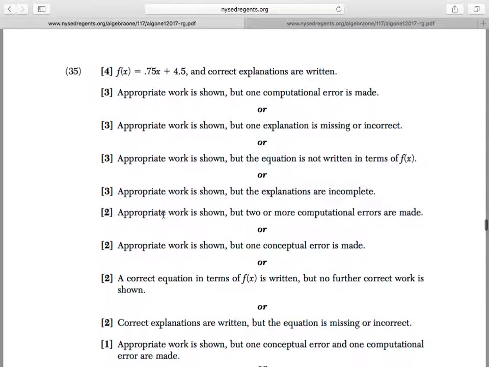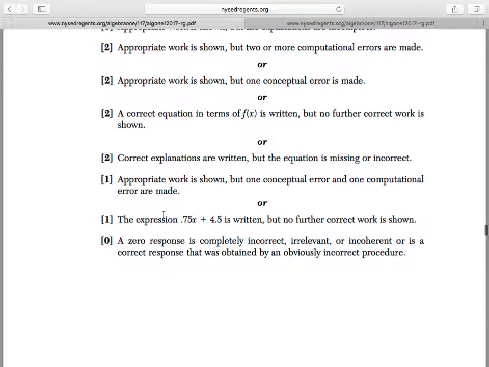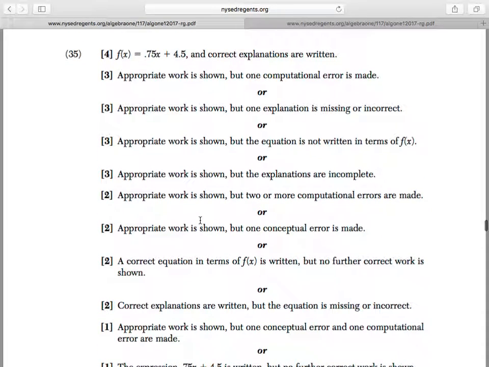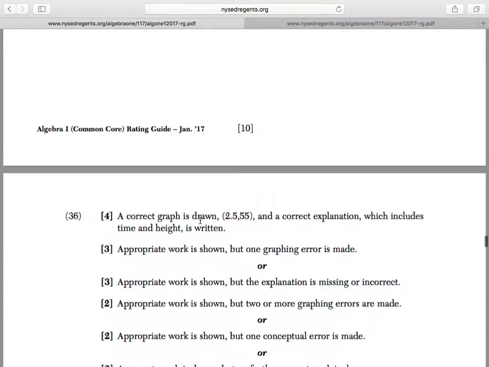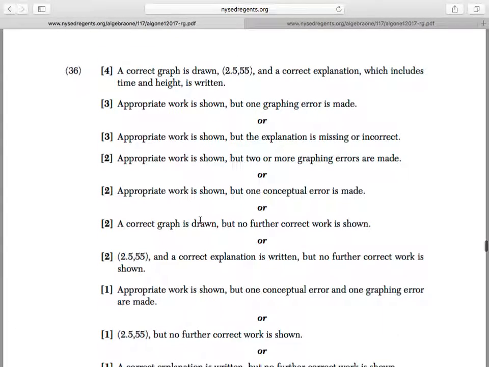Number 35, I think that's a linear regression question for some reason. And just plug it into the calculator. All right, give an explanation. Again, 0.75x plus 4.5. Number 36, correct graph, explanation, which includes time and height is written. So your explanation better have the words time and height in it.